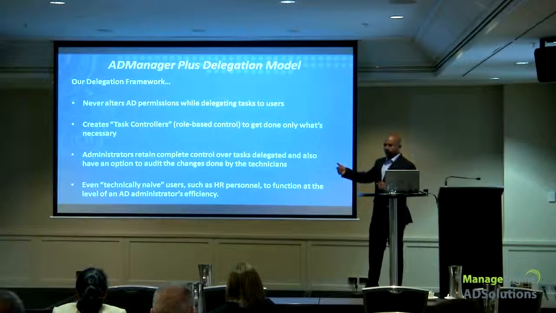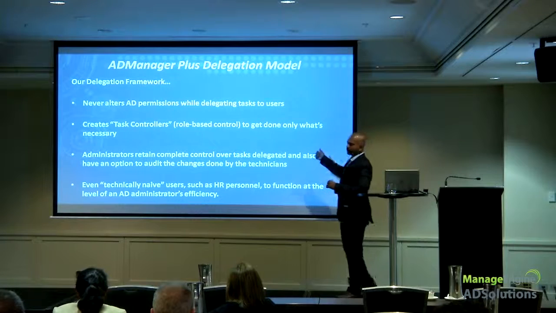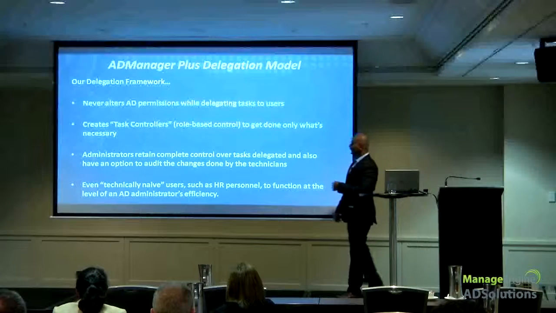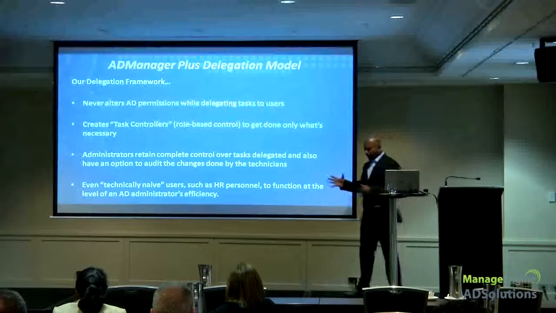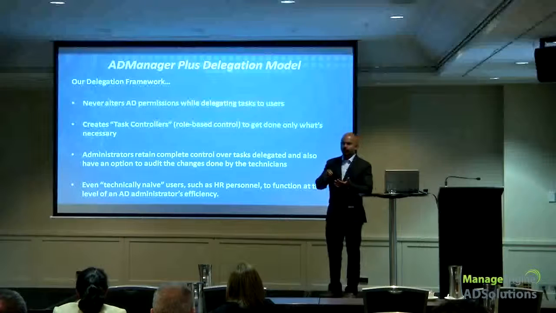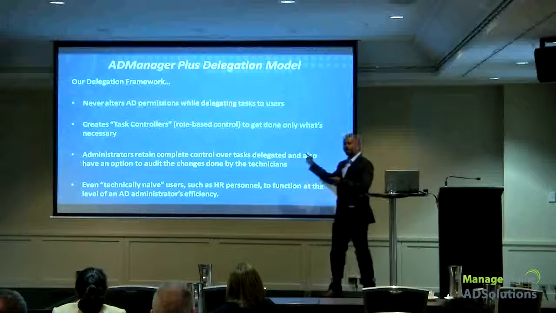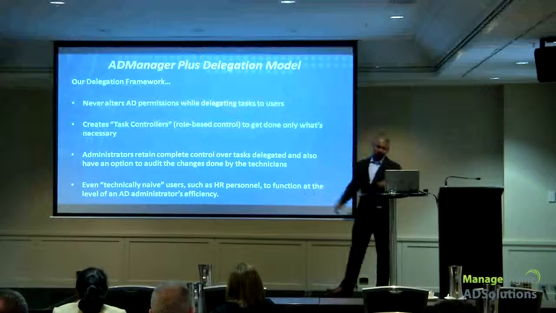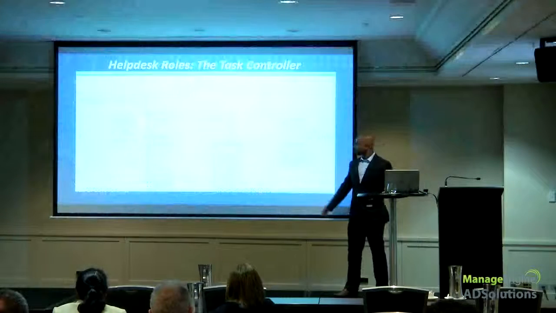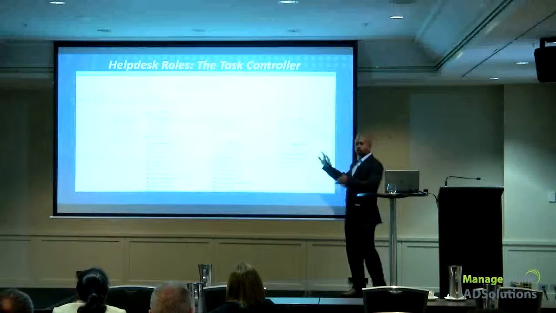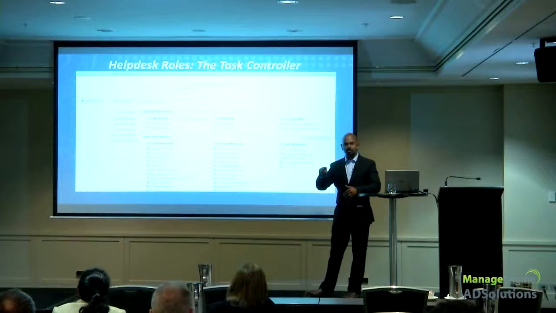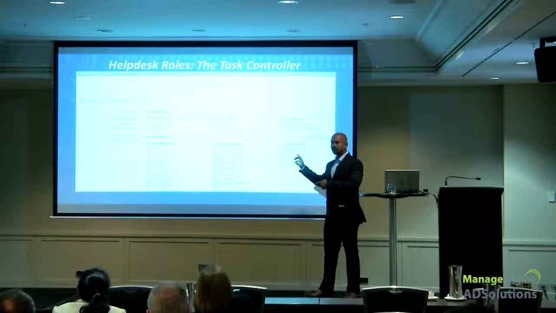So the task controllers refer to the help desk roles that I was talking about. Roles will contain the permissions that you're going to delegate. Since you are free to choose the permissions that you're going to assign to a technician, you have complete control over permission management of help desk tasks. So this is how a role would look. All the checkboxes that you see here are going to be permissions that you'll be delegating to this role or assigning to this role.